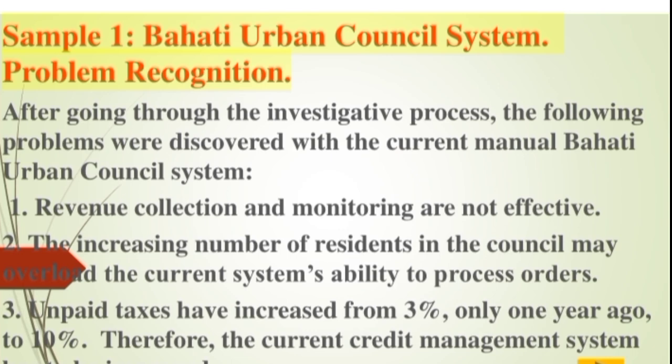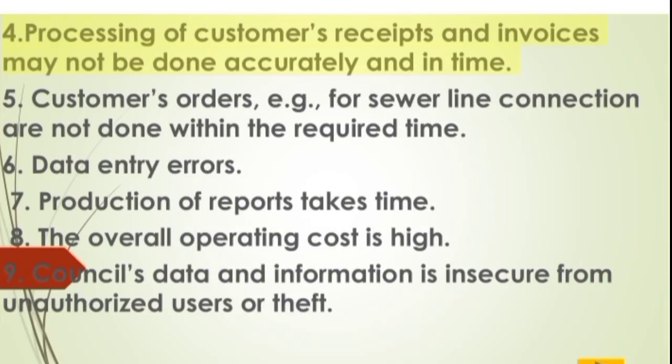Sample 1. Bahati Urban Council System. Problem recognition. After going through the investigative process, the following problems were discovered with the current manual Bahati Urban Council System. 1. Revenue collection and monitoring are not effective. 2. The increasing number of residents in the council may overload the current system's ability to process orders. 3. Unpaid taxes have increased from 3%, only 1 year ago, to 10%. Therefore, the current credit management system has to be improved. 4. Processing of customers' receipts and invoices may not be done accurately and in time. 5. Customers' orders, e.g., for sewer line connection, are not done within the required time.